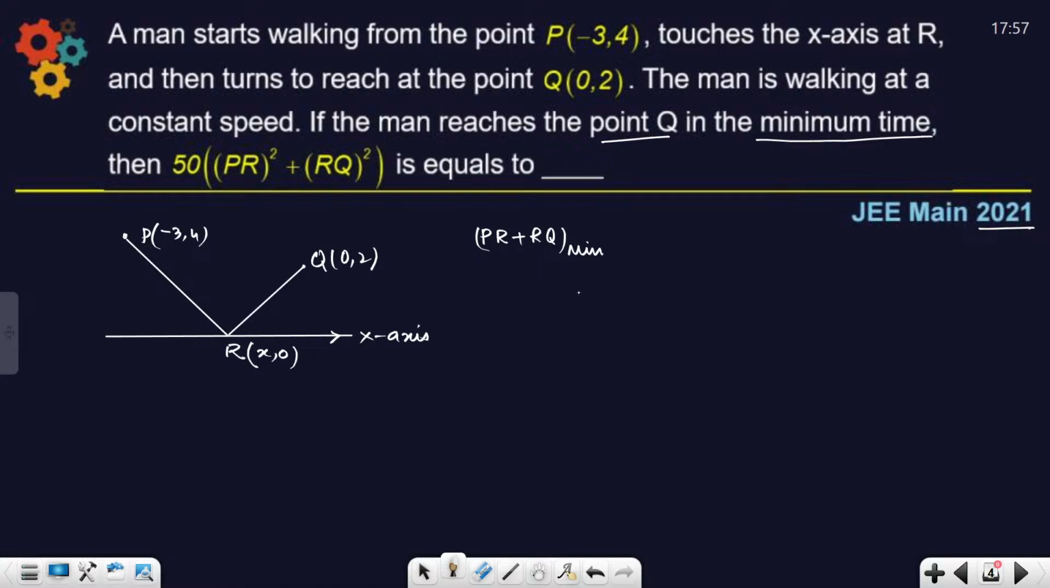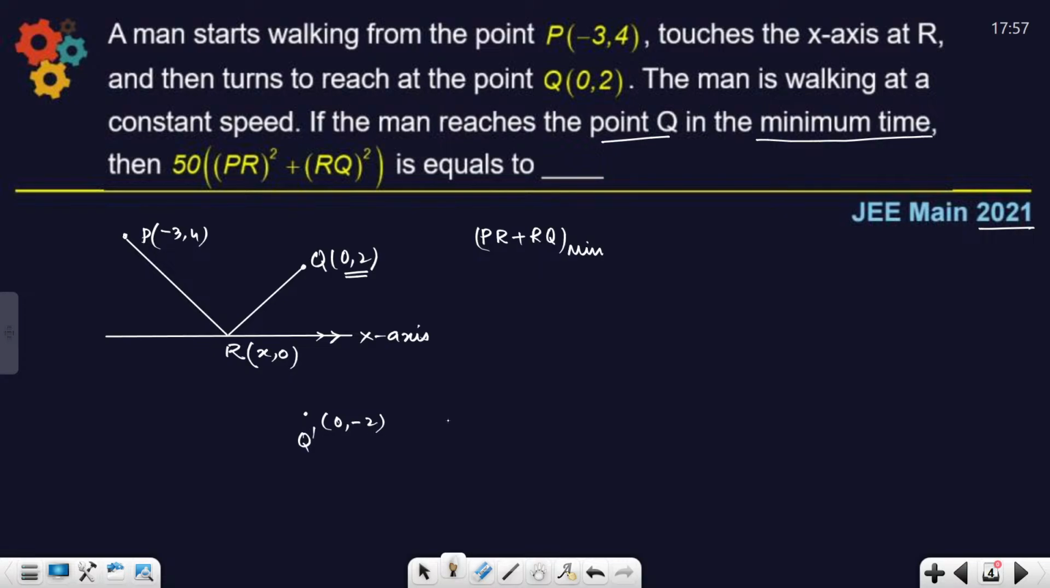So yesterday, I have already discussed this, that to minimize this one, all I have to do is take the image of either point P or Q. Let me take the image of Q because it will be easier for us, as it is on the y-axis and this is the x-axis, so its image can be written straight away as (0, -2). Let us say this is my Q dash.